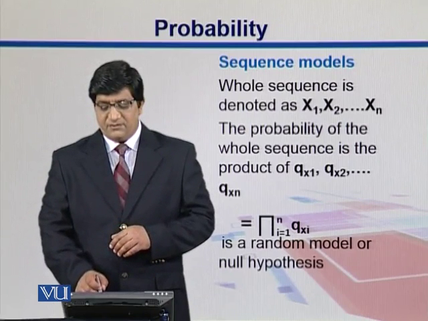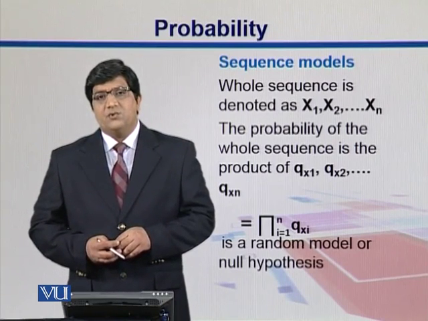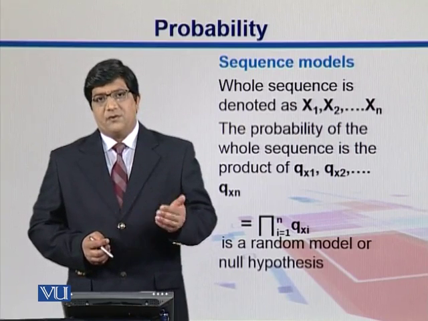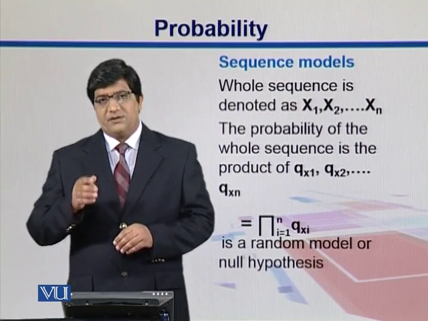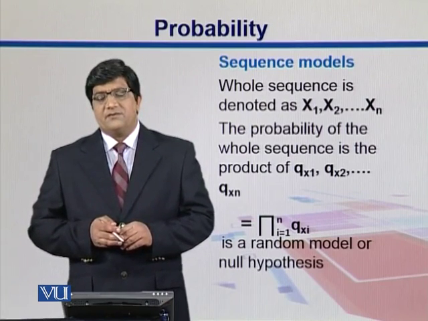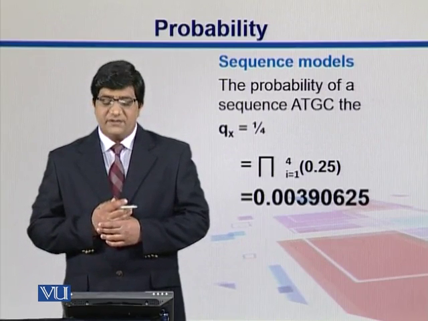If we look into the equation, we have this product sign, so we have i equal to 1 up till n of q(xi). So here we are simply multiplying the individual probabilities at each particular position for different nucleotides or amino acids. We are simply multiplying them. Let's elaborate that through this example.